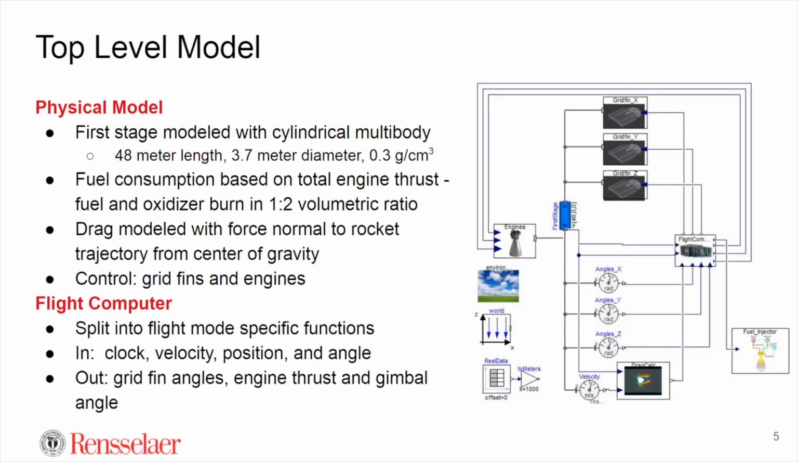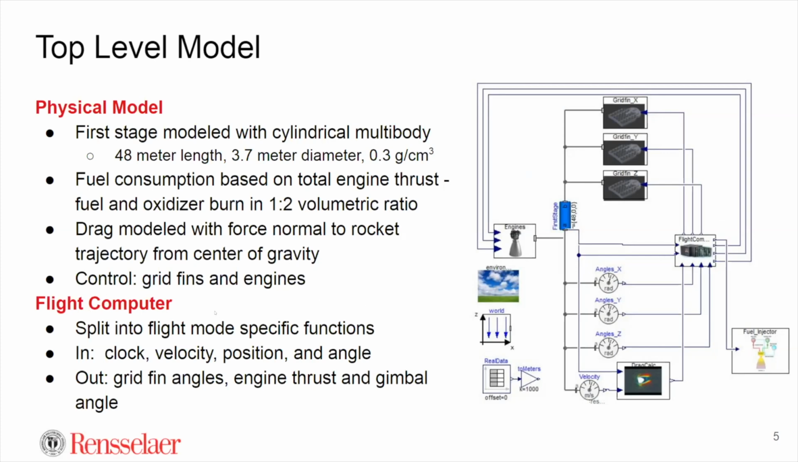So if the whole flat side of the rocket is exposed versus just the end, that would affect, of course, the drag. And then last, we have control of this physical model, and that's done with these 3 grid fins on top you see, and these engines off to the left. And the second aspect of this model, as I mentioned, is the flight computer on the right here.